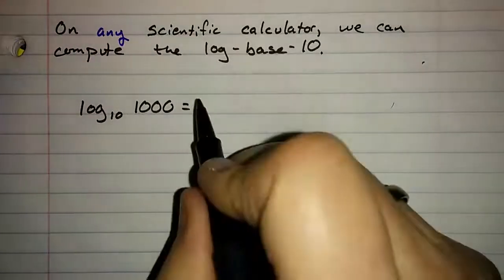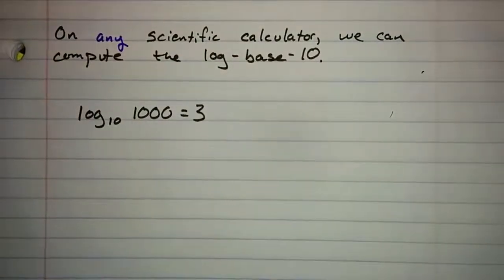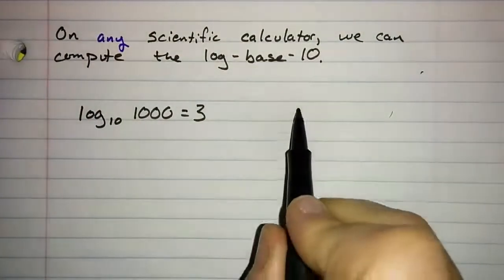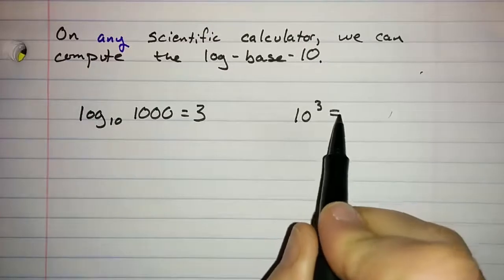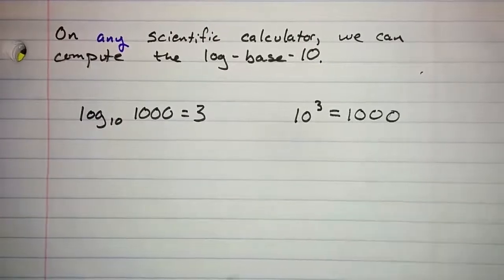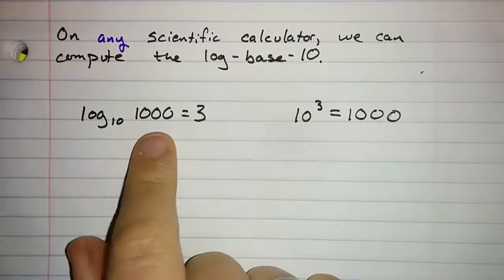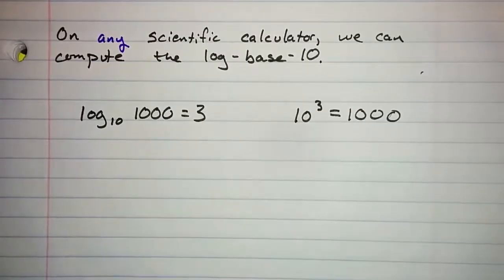But we could have known that without the calculator, right? Why? Well, because 10 to the third is 1,000. In general, if we take the log base 10 of a 1 followed by some number of zeros, it's just the number of zeros, right?